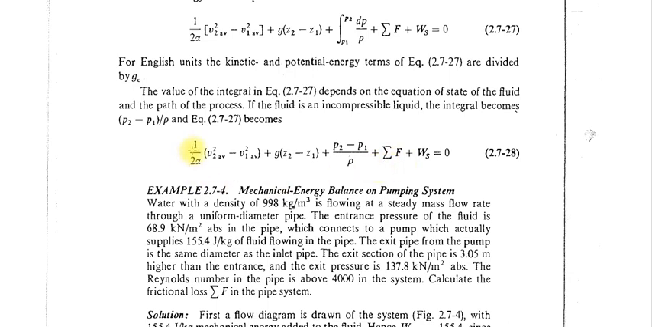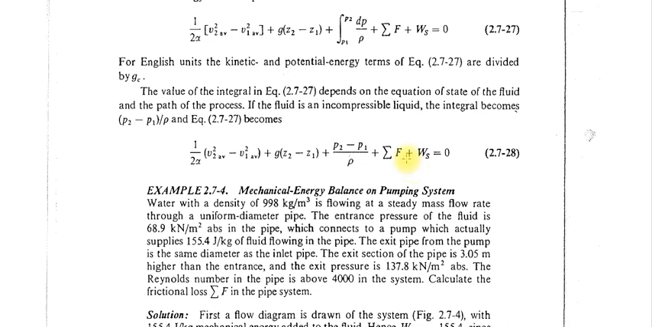So what is the mechanical balance term? 1 by 2 alpha (V2 average square minus V1 average square) plus g (Z2 minus Z1) plus (P2 minus P1) by rho plus sigma F plus Ws equal to 0, where 1 and 2 are the two given points in the system. One is the entry point, 2 is the exit point of the system. So here we are doing the mechanical energy balance of the overall system, and this is the kinetic energy term, this is the potential energy term, this is the pressure term, this is the losses due to friction, this is the power of the pump or the turbine.